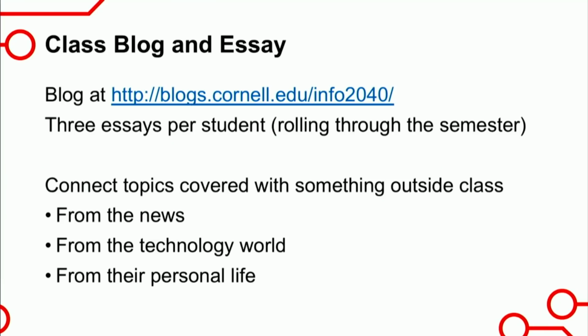But they read each other's blog posts, and I learn an insane amount about the world by reading these blog posts. They name companies, they name products, they name all kinds of things that are really, really interesting. And I think this blog post, more than any of the topics we cover, is what gets them to say, oh yeah, it's all around. It's everywhere. I think it's very, very successful. Typical topics come from the news, can come from the technology world, and they're allowed to come from their personal life, though the first two are probably more common.